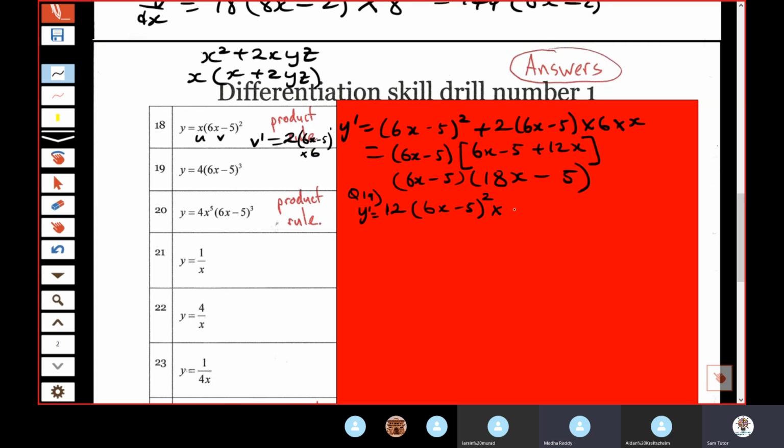You've got to differentiate 6x minus 5 again, which is just 6. So the answer is 72 times (6x minus 5) squared.